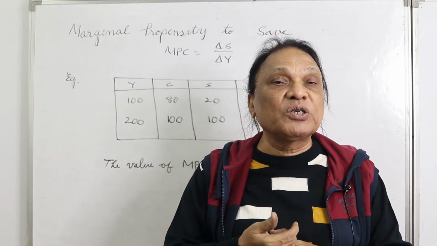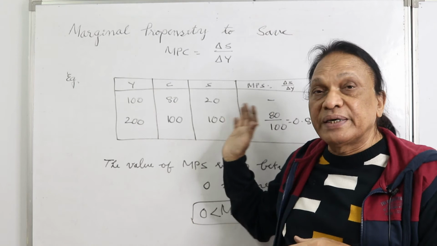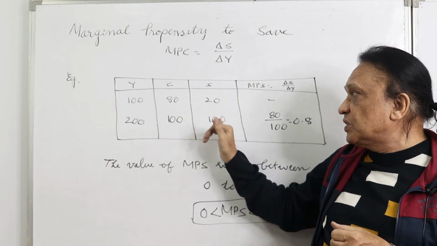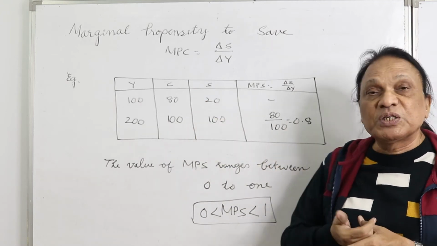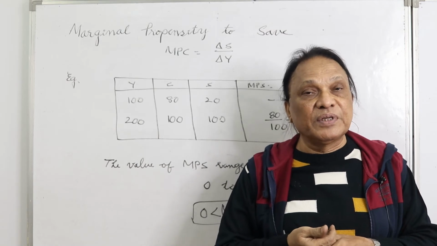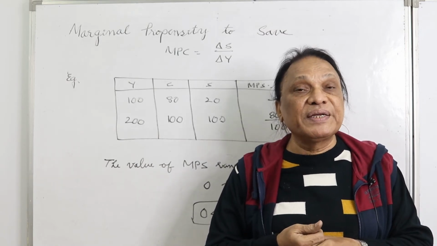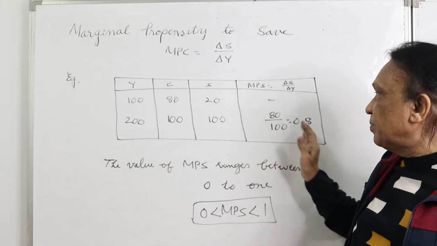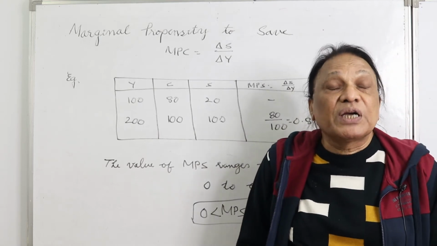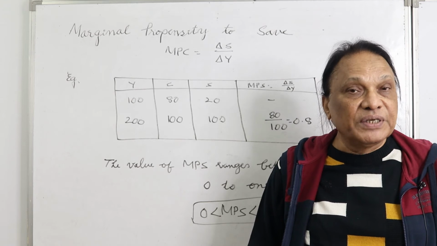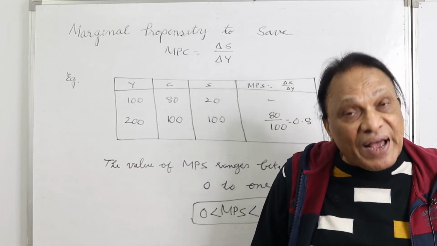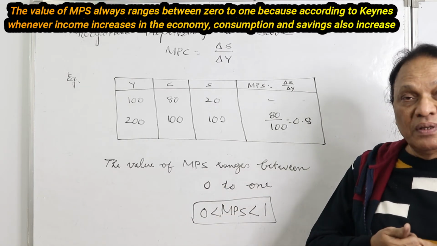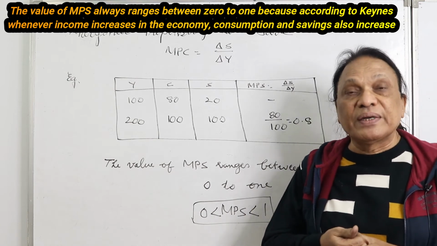Suppose the income has gone up from 100 to 200, as a result consumption has gone up from 80 to 100, the savings have gone up from 20 to 100, so the change in savings is 80 and the change in income is 100, that means 0.8. That means for every 1 rupee increase in income, 80% of the change in income leads to savings. The value of MPS always ranges between 0 and 1. It can never be 0, it can never be 1.